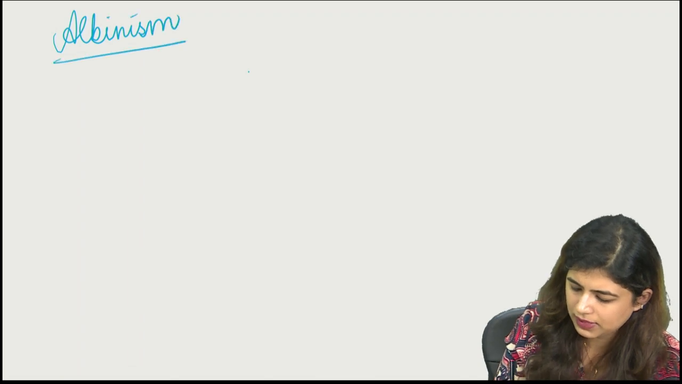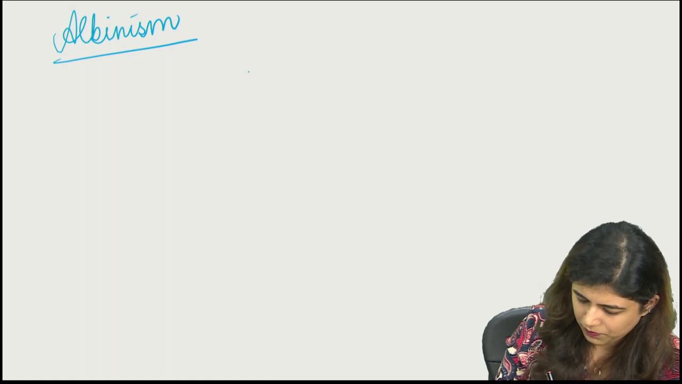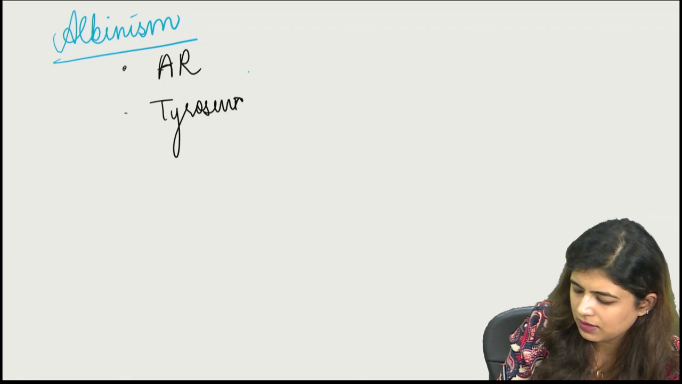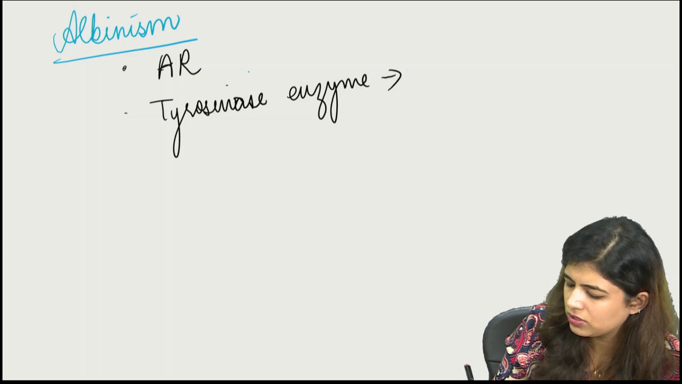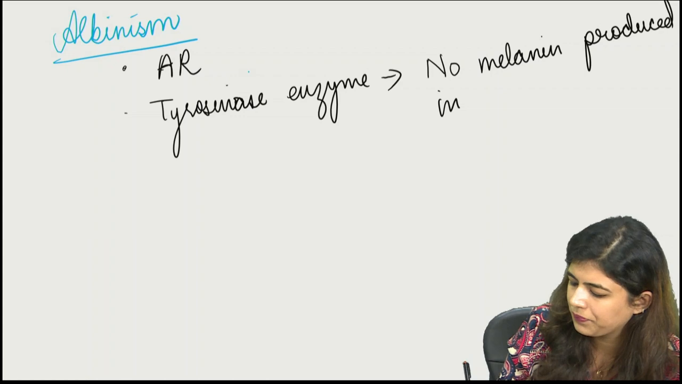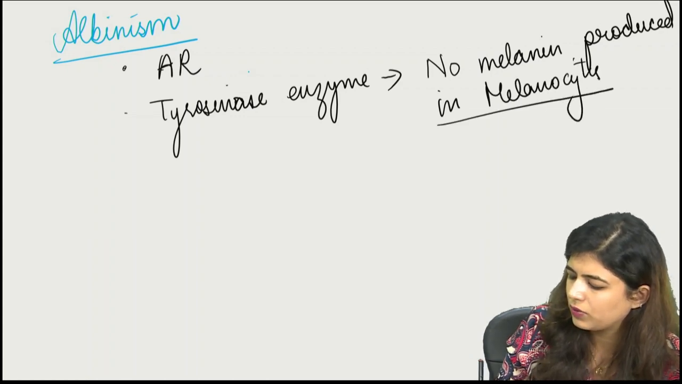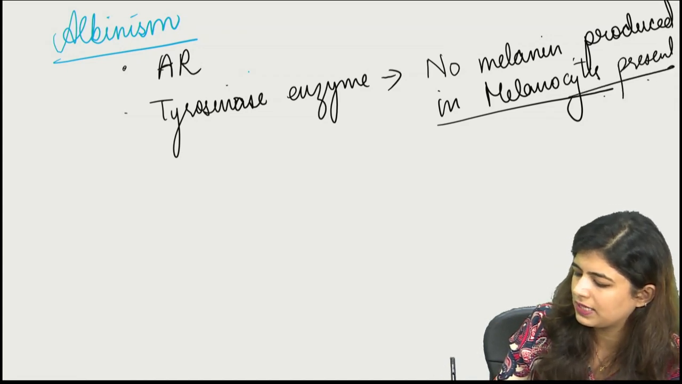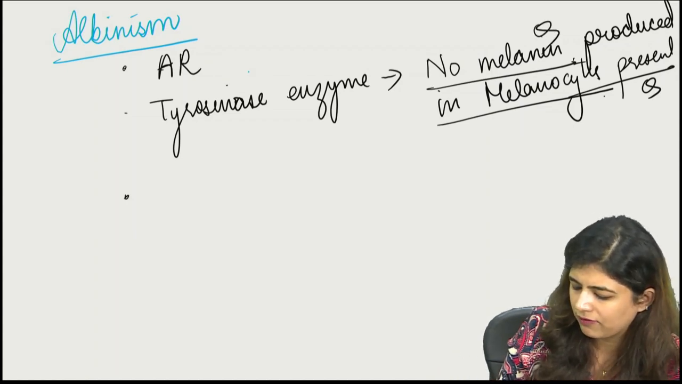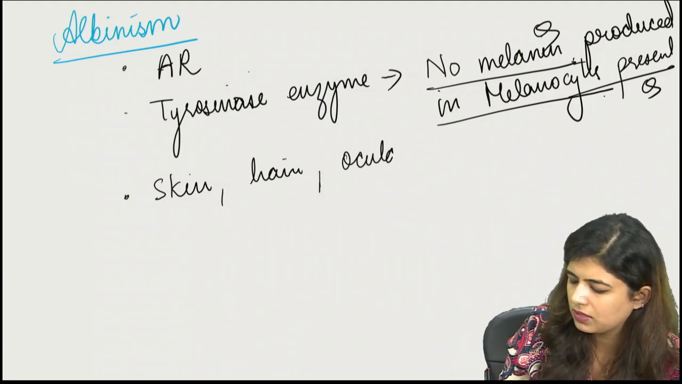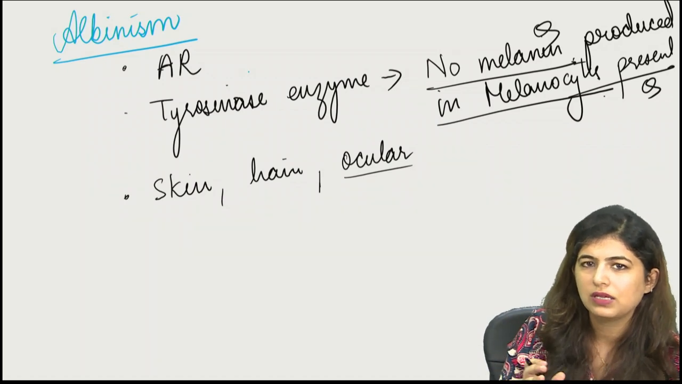Now, what is albinism? Albinism is also a genetic disease, having autosomal recessive inheritance. There is a defect in the tyrosinase enzyme, because of which there is no melanin produced in the melanocytes. So even though melanocytes are present in the skin of the patient, there is no melanin. Now you have skin involvement, which is completely depigmented. Then you have hair involvement, which is blonde. And you have ocular involvement. Why? Because the iris is blue, there is photophobia, nystagmus, and visual defects.